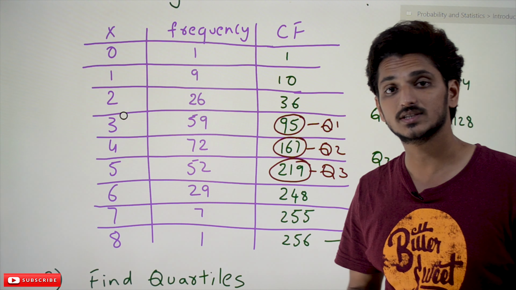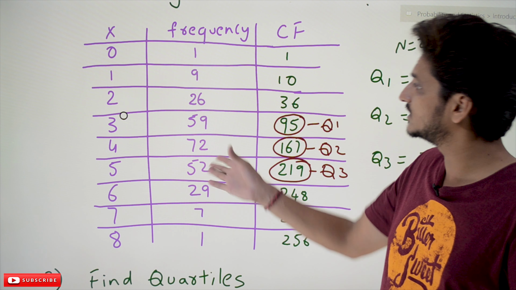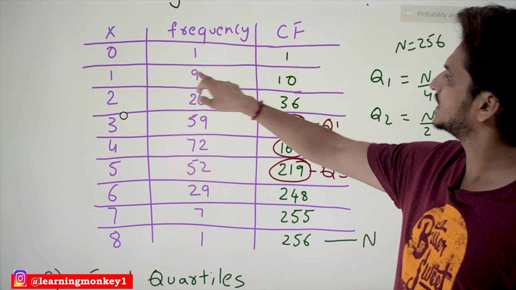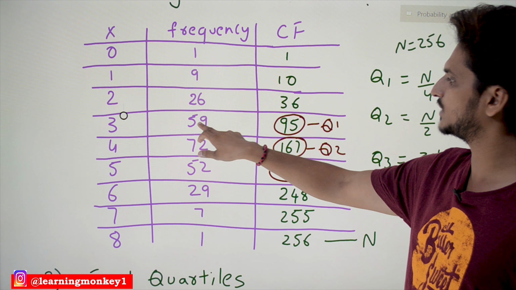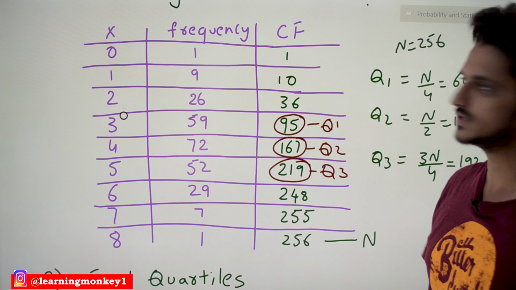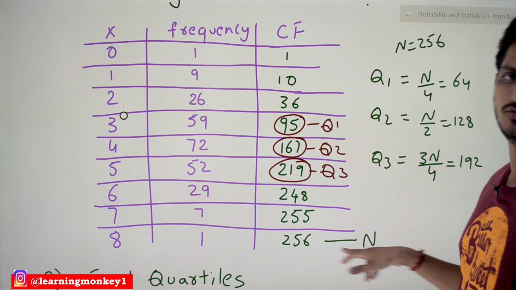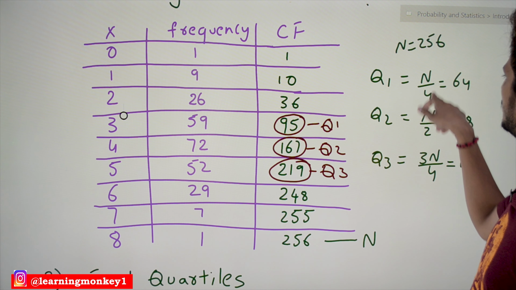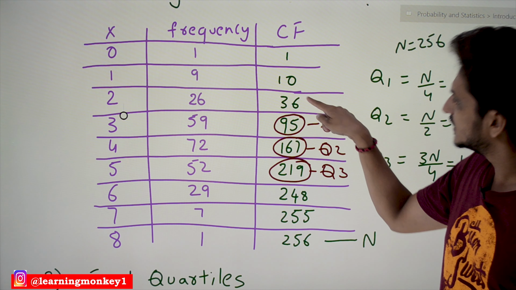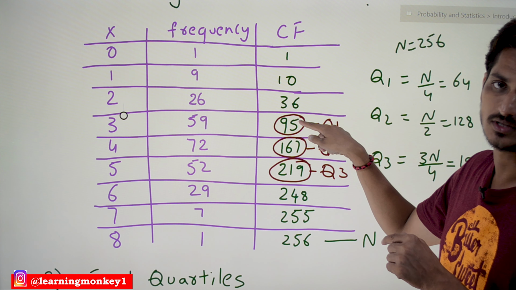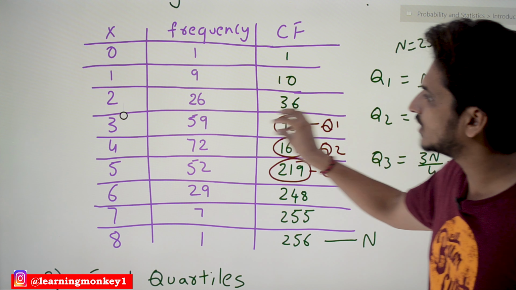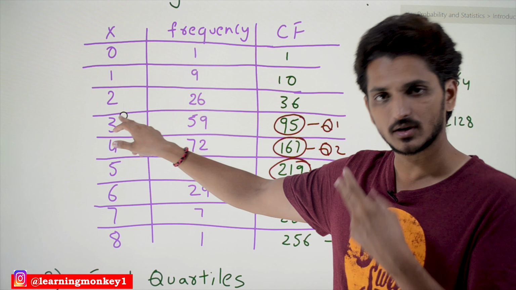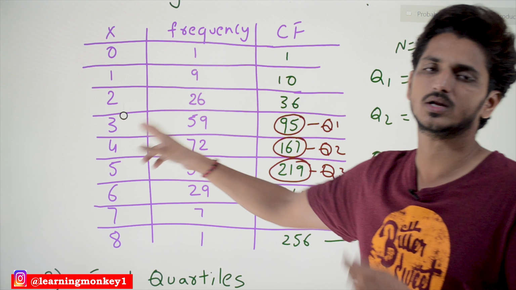In our last classes, when we discussed how to identify the median given a frequency distribution, we had to find the cumulative frequency: 1 plus 9 is 10, 10 plus 26 is 36, 36 plus 59 is 95. This is how we find the cumulative frequency. Total n value is 256. Quartile points mean n by 4, n by 2, 3n by 4. n by 4 is the 64th point, which lies between 36 and 95. So the Q1 quartile point belongs to this class. The value is 3. Because these are discrete values, we take 3 as our quartile point.